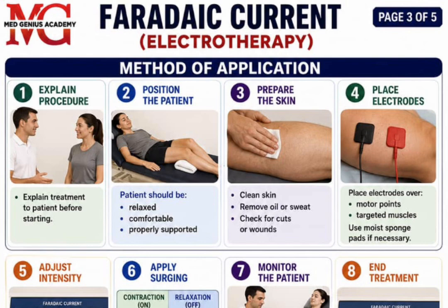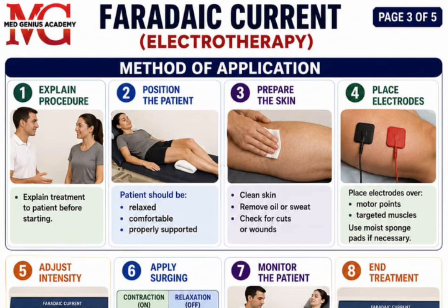So the first one is to explain the procedure. Two, you have to properly position the patient. Are you getting me now? The next one, you have to apply skin toilet, clean the skin very well, like I said before. Clean the skin, remove excess oils and sweat, check for cuts and wounds, and use a moist sponge pad if required. When you have done all this, you now place the electrode on the motor point. Place the electrode on the motor point.